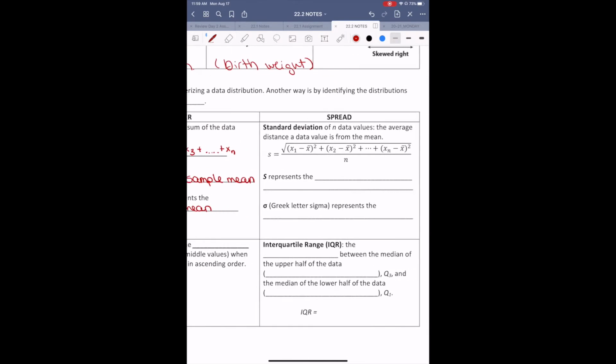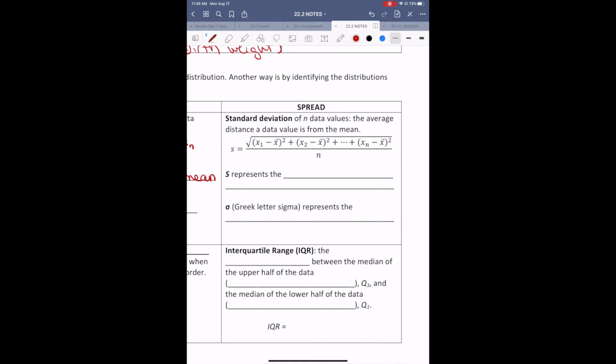Now, the standard deviation of n data values gives us the average distance a data value is from the mean. As you can see from the formula, this is a very complex formula. I do not have you do this by hand simply because we have calculators, we have the tools to input this and achieve this in a matter of 2 to 3 minutes, instead of spending 30 minutes finding one value.